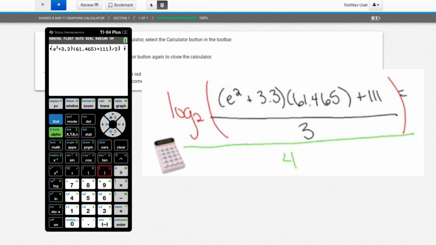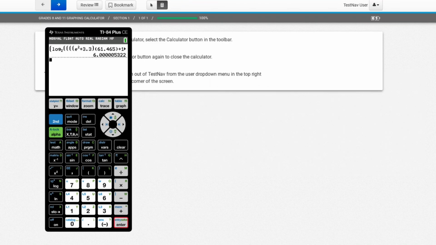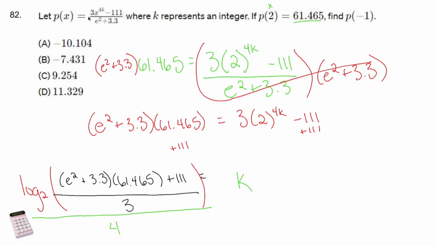Now I take all of that and divide it by 4, and close that. And I get the number, you've got to be kidding me, 6. After all of that, I get 6? All right, I'll take it. Let's go back and use it. Remember, this gives us k. So k is 6. Well, who'd have thunk it? After all of that, k is 6.